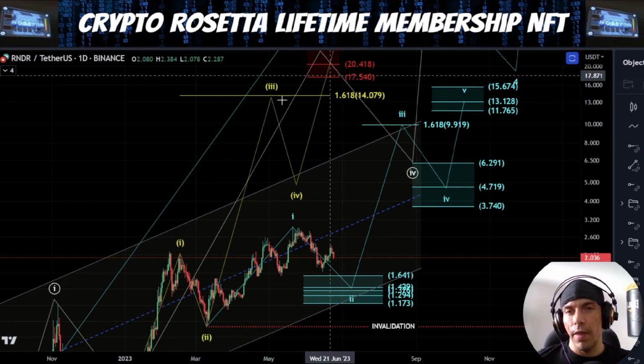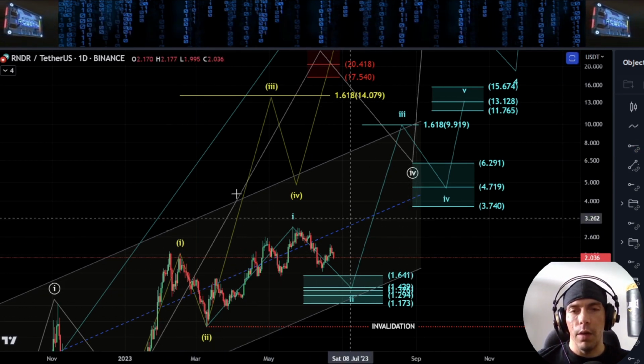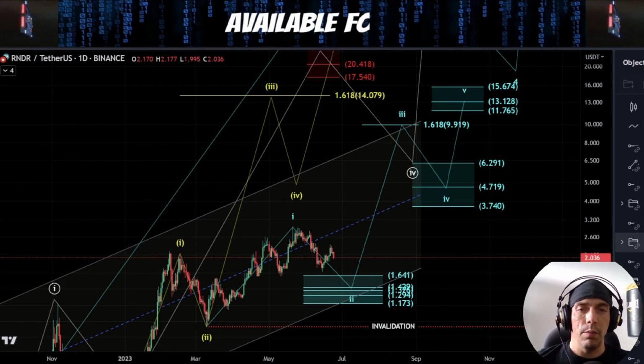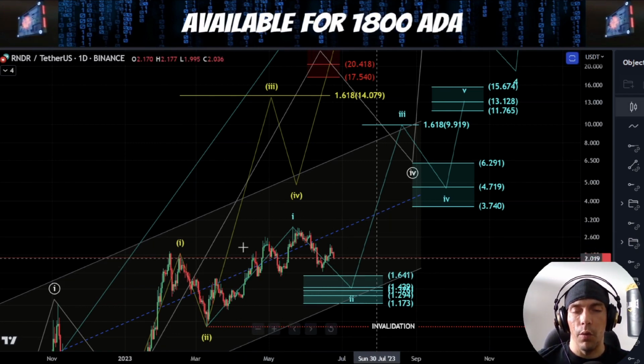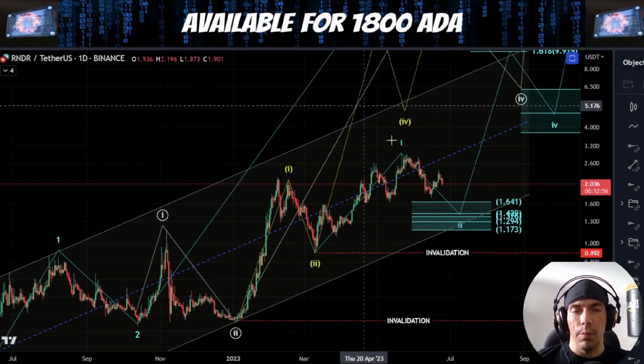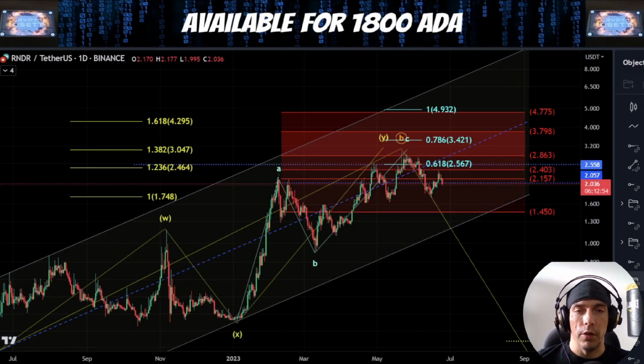So until we actually get there, we need to just be aware there is also a bearish way of counting this. So we're going to go over that bearish way quickly, and then we're going to go into these sub waves here and what we need to see happen for both of these two counts to actually play out.